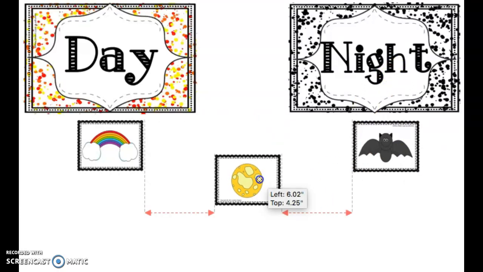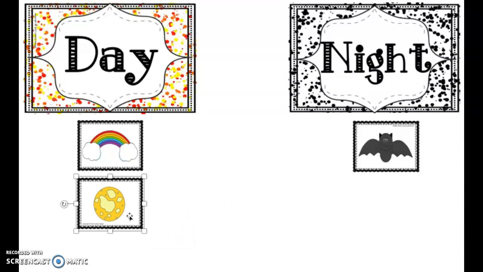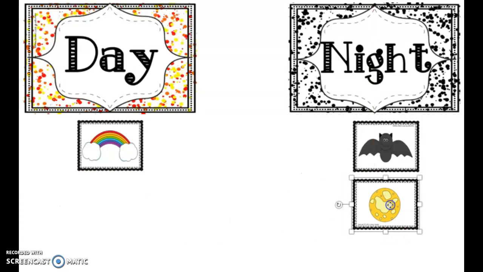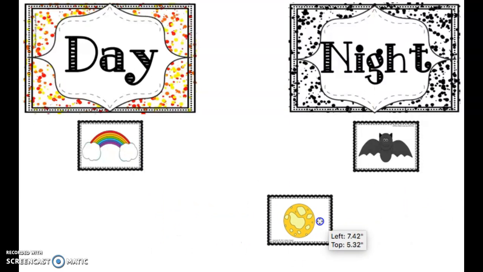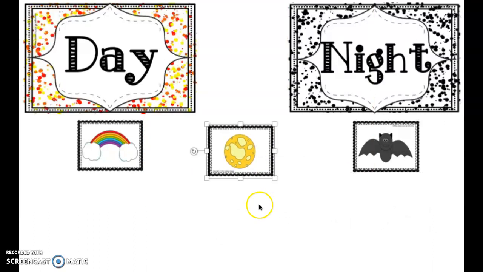Then I have a picture of the moon. Can I see the moon during the day? Yes, I can, sometimes. Can I see the moon at nighttime? Totally. Oh, wait. Can I see the moon both in the day and the night? Yes. So I'm going to put that kind of in the middle of my two cards because I know it's for both day and night.